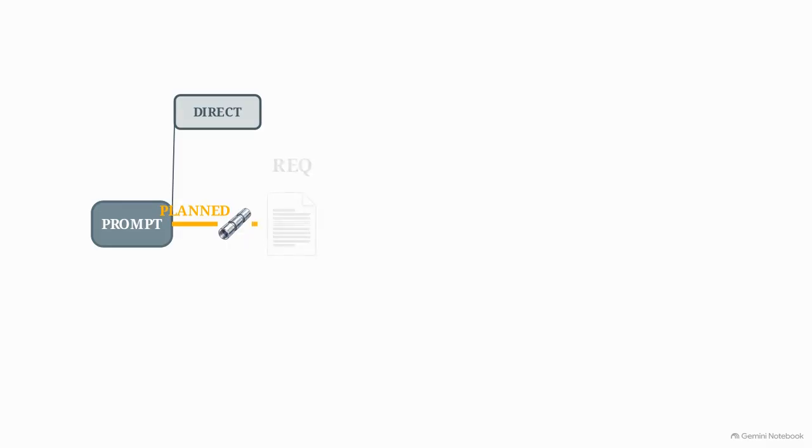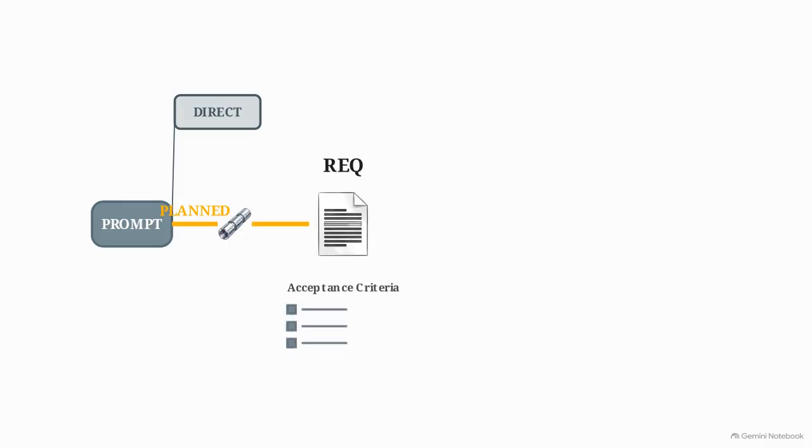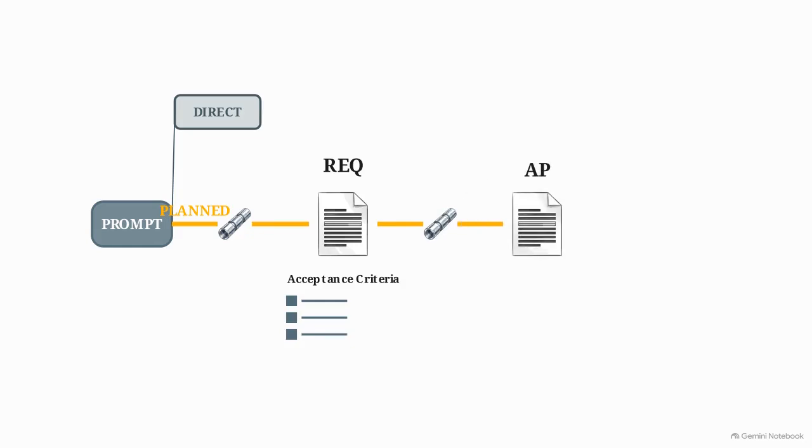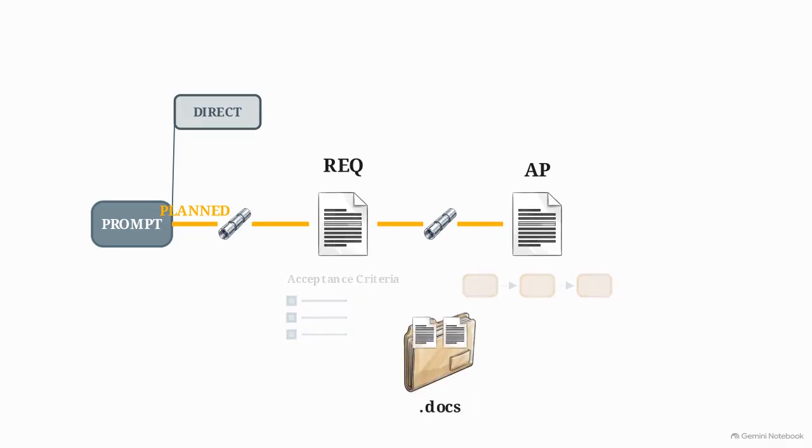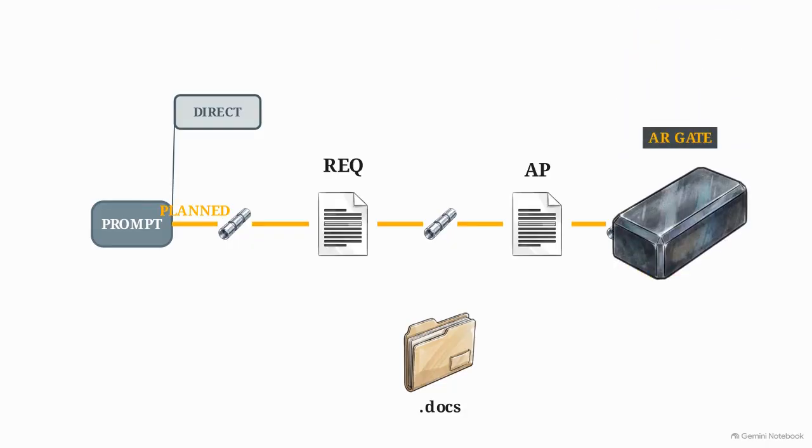The thick path routes the AI to generate a REC, or requirements document. The system explicitly defines the problem and acceptance criteria. Once locked, the workflow moves to the AP, or architecture plan. This breaks the project into dependency-ordered phases and specific test specs. These REC and AP files aren't temporary chat logs. They are saved directly into a dedicated .docs folder, securing your intent.